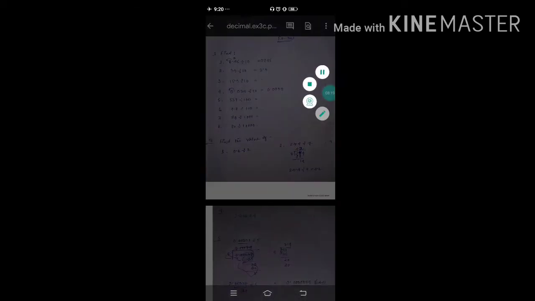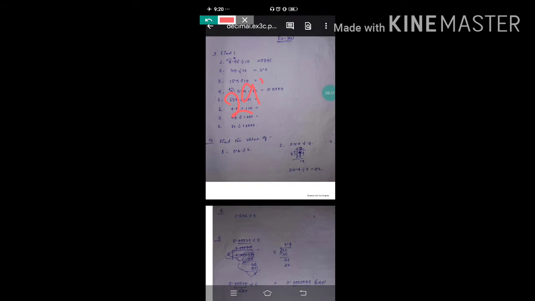But in the question it is given 29.4. That means how many decimal places? 1 decimal place. That means it is 4.2.